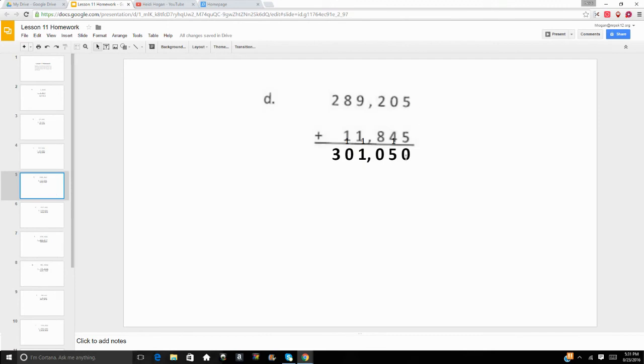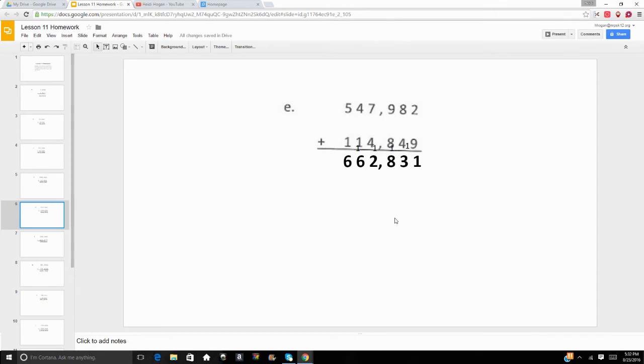5 plus 5 is 10. Well, we can't have 10 ones, but we can have a 10, which is that 1. 4 plus 1 is 5. 2 plus 8 is 10. We can't have 10 hundreds, but we can have a 1,000. 9 plus 1 is 10, and 1 is 11. We have to regroup that 10 into the 10,000s. 8 plus 1 is 9, and 1 is 10. Oh, I don't have my 1 over there. 2 plus 1 is 3.